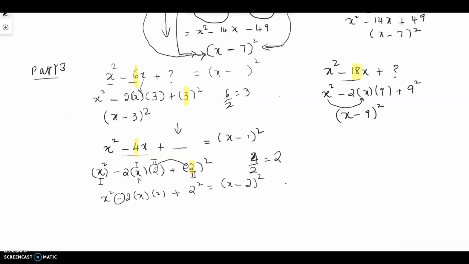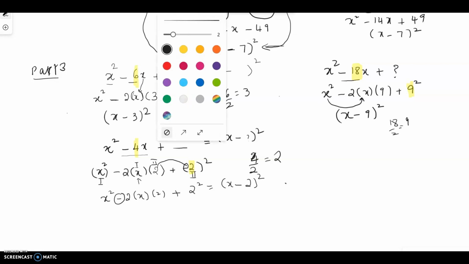Let's look at the next example. We had an 18 here. And what did we do? We took 18 divided by 2, which makes it a 9, and then we squared it. So that's 18 divided by 2, which is equal to a 9.